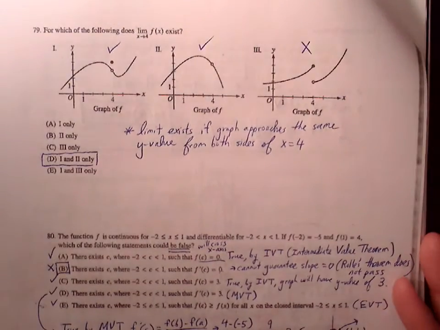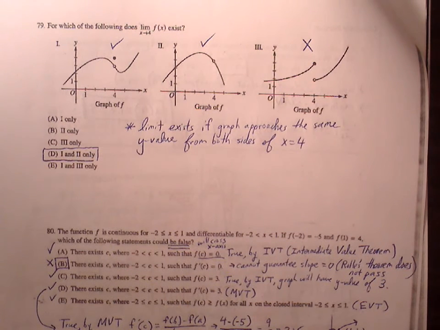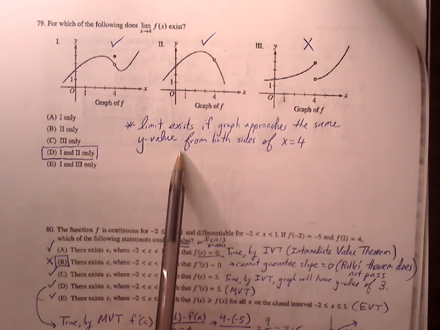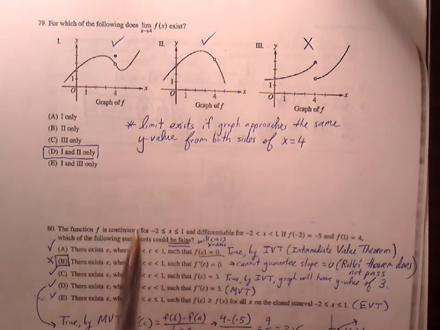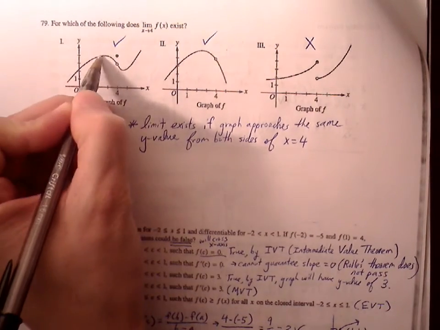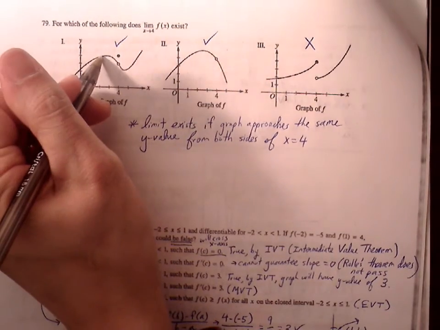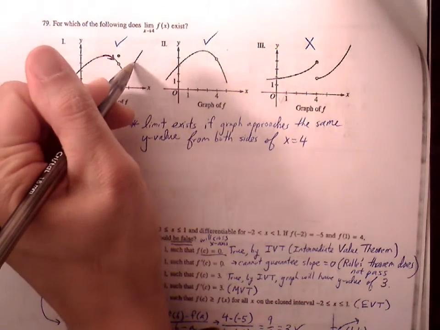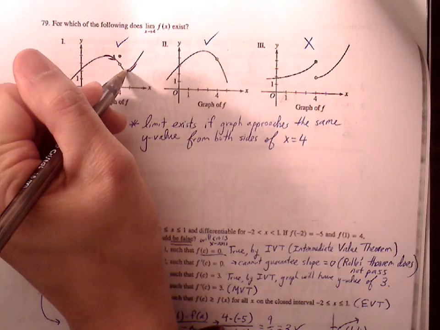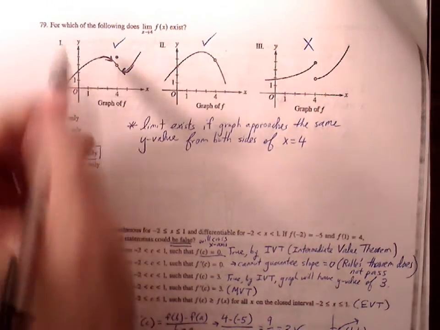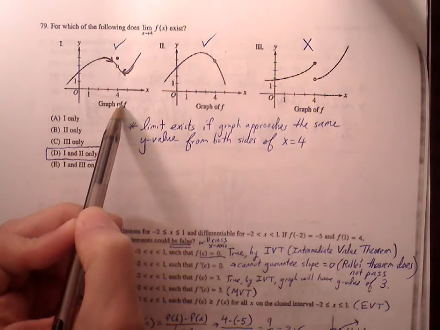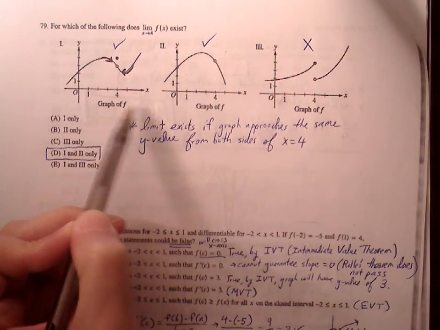Okay, 79. For which of the following does the limit of our function exist as x approaches 4? Okay, the limit exists if the graph approaches the same y value from both sides of x equals 4. So for this one, we see the limit does exist because if I choose a point to the left of 4 and move towards 4, and if I choose a point on the other side of 4 and move towards 4, notice that both these arrows are moving towards the same y value. So there's a consistency there. We know that the limit exists.